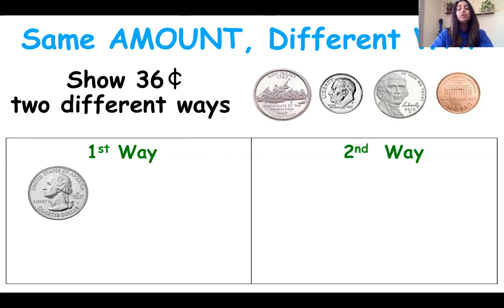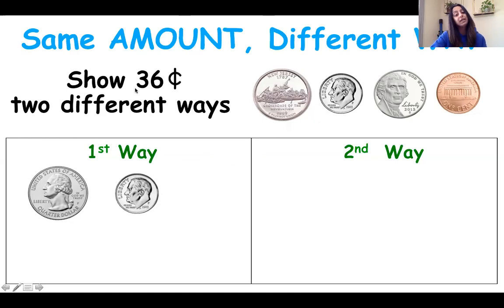Now, if I use another quarter, then that will give me too much money. That'll be 25 cents, 50 cents. That's too much money. So I can't use quarters. Let me try the next biggest coin. Let me try a dime. If I take a dime, how much money is that now? Let's count it together. 25 cents, 35 cents.